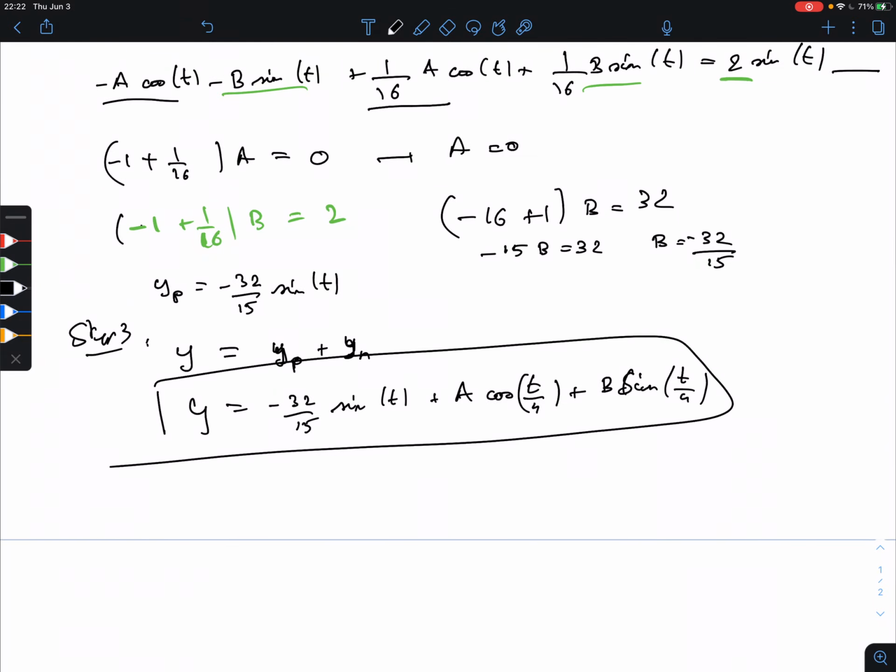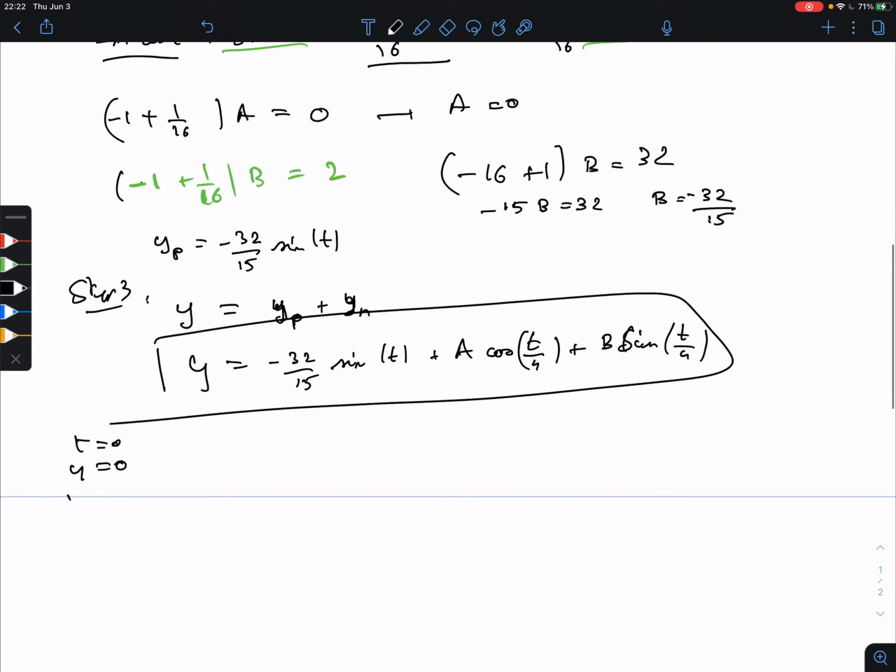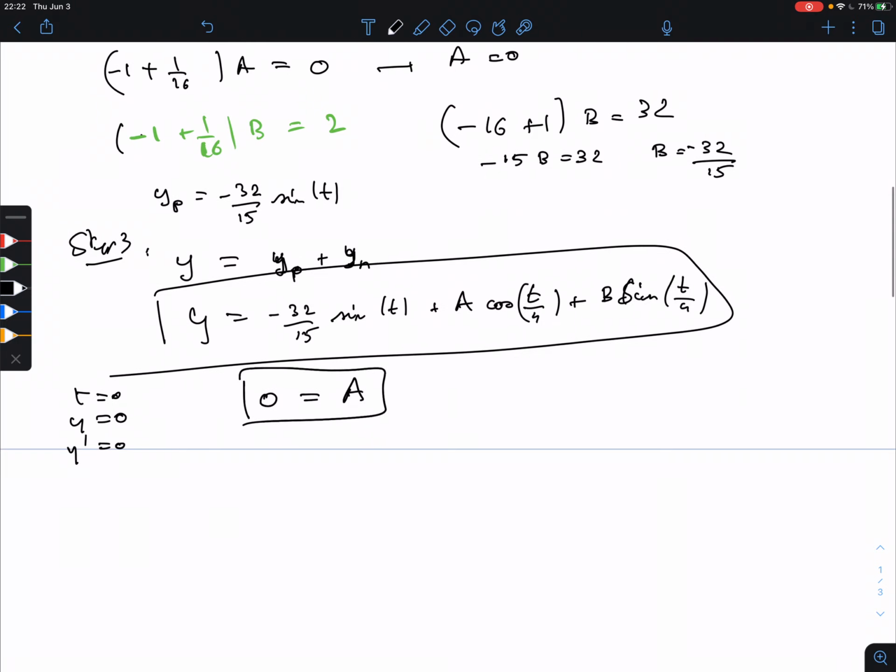But there are initial conditions. What happens? Starting at t equals 0, it is in equilibrium. So if t is 0, then y is 0. It is in equilibrium, and no extra velocity is given. You could have given a push, but we don't. So y prime is also 0. So if I plug t equals 0 into the left hand side, the sines disappear, and the only term that's left is a. So we see that 0 is a, and now of course to find b I have to use this initial condition, so I need the derivative.